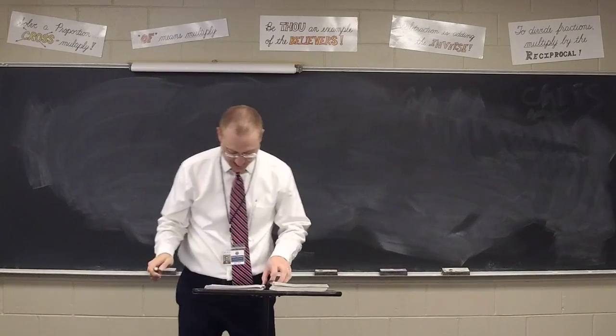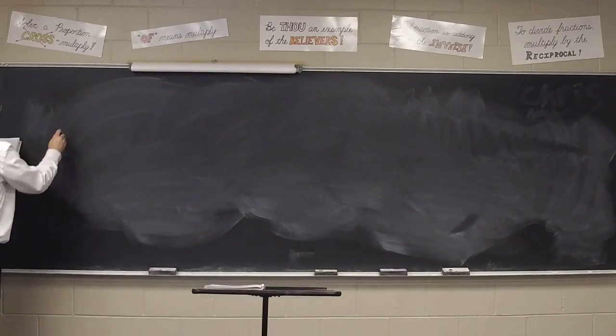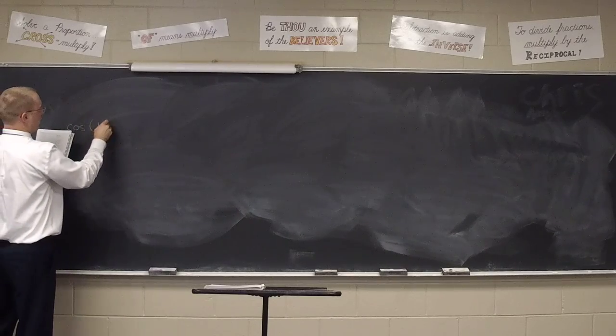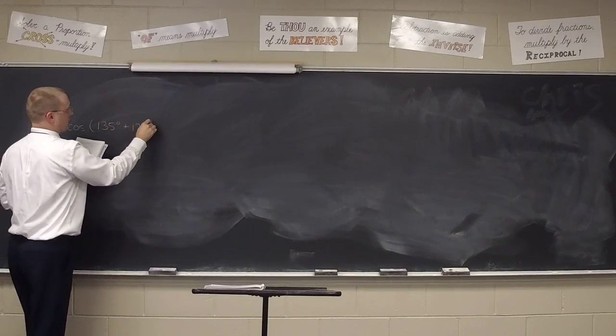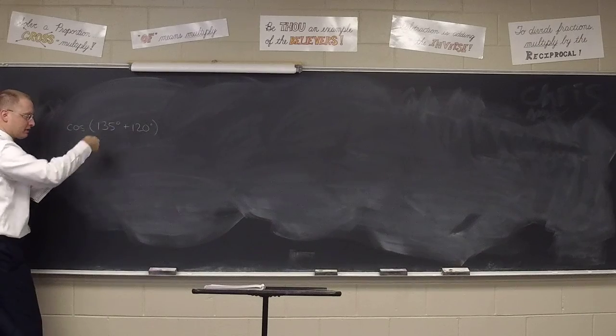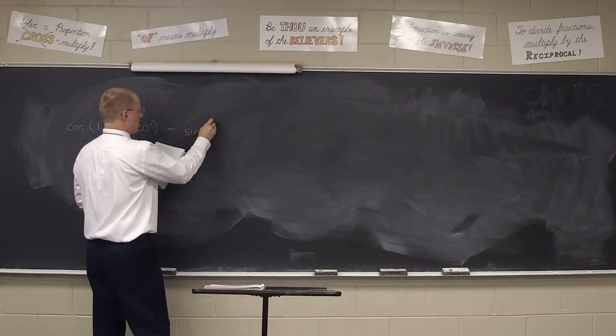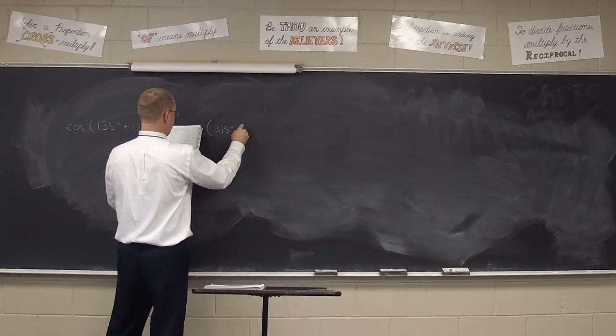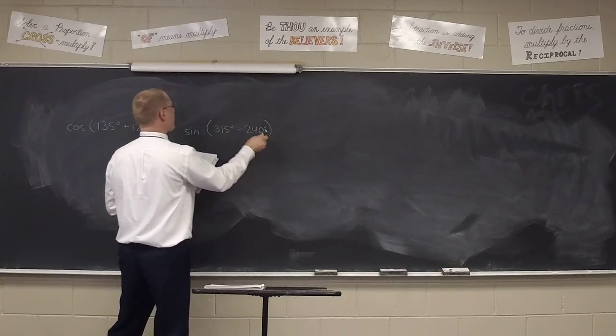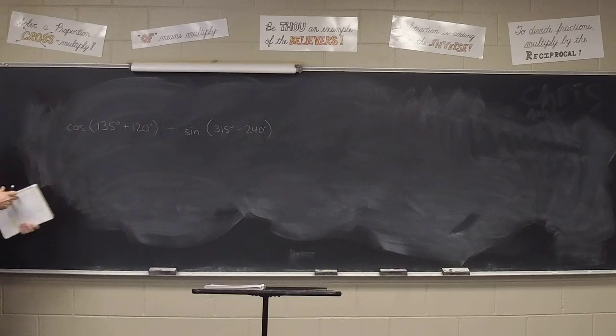All right, let's take a look at page 116, number 8. We have the cosine of 135 degrees plus 120 degrees. In other words, what angle is this, class? 255. 255 minus the sine of 315 degrees minus 240 degrees. In other words, what angle is this? 75. So really, we're finding the cosine of 255 minus the sine of 75.